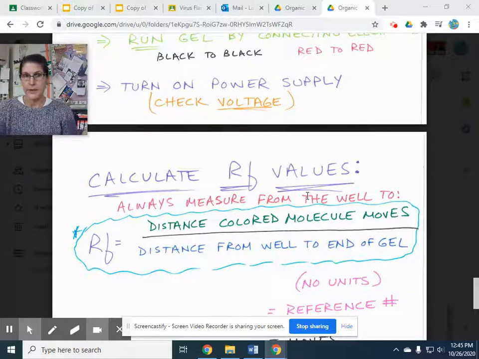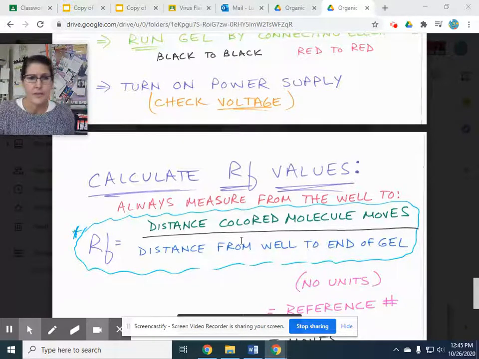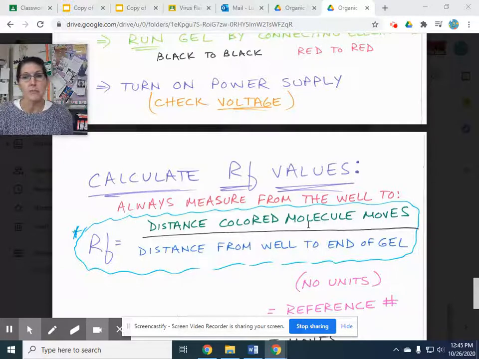So we've got two ways that molecules can move, and that way you're going to be able to calculate things out. I'm going to give you a little data chart on your lab. And the Rf value is still the same. It's still the distance each colored molecule moves.